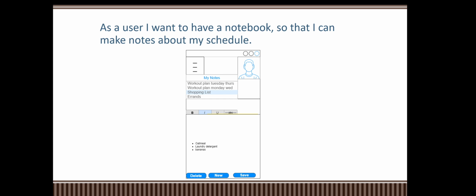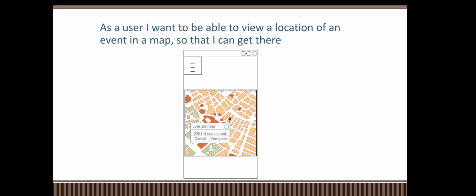As a user, I want to have a notebook so that I can make notes about my schedule. And here's the notes feature I was talking about, where you can create notes and save them for later in case they need to be tagged to more than one event. As a user, I want to be able to view a location of an event in a map so that I can get there. Be able to pull a map page up and show the user where the tag location is.